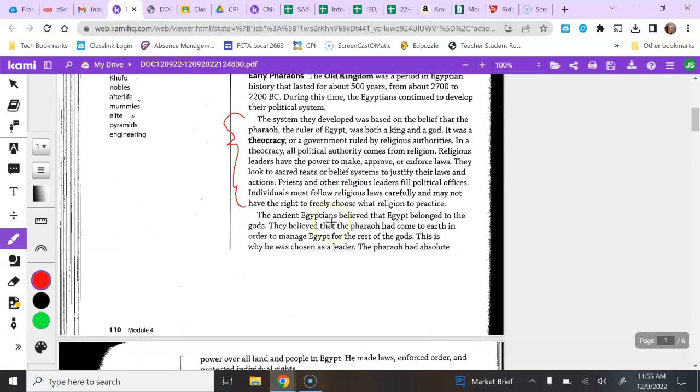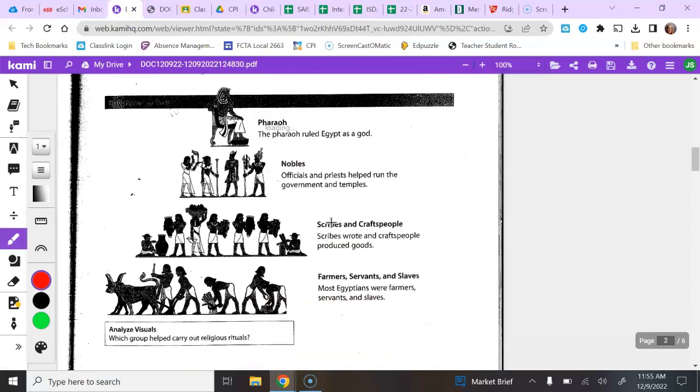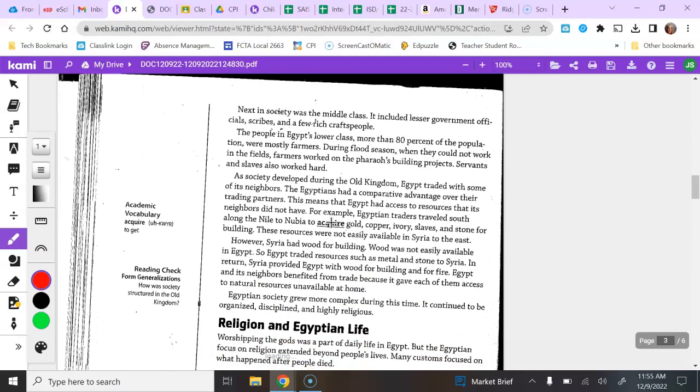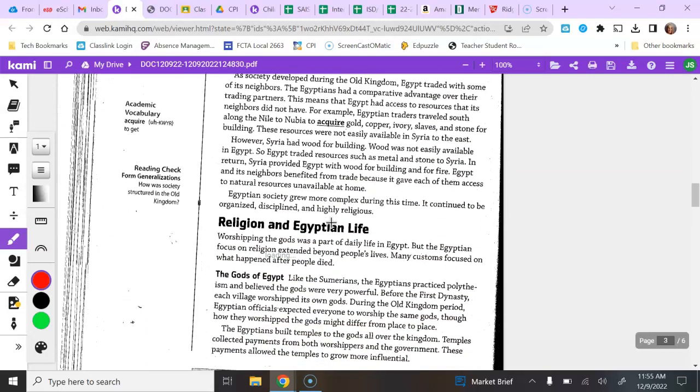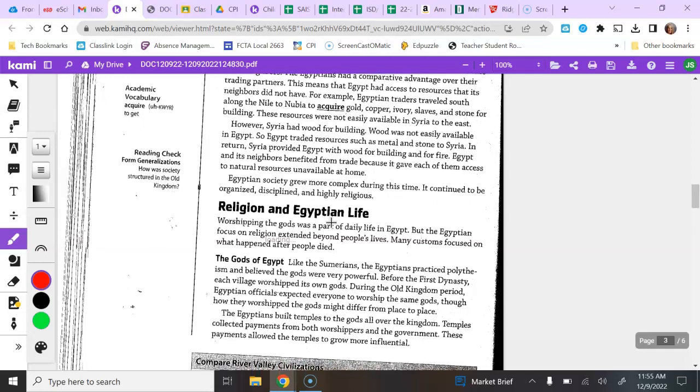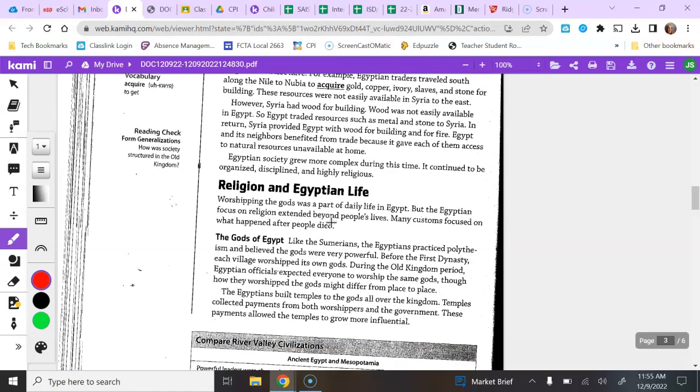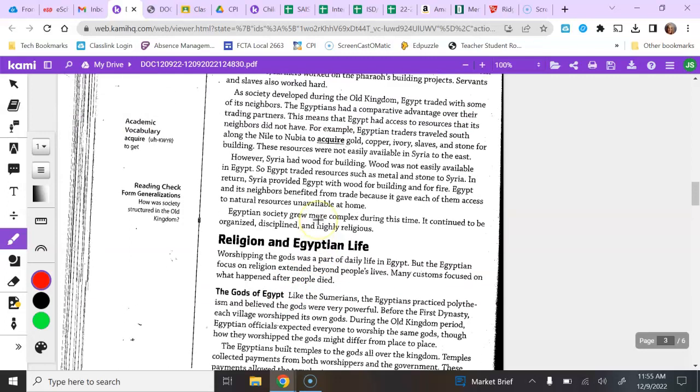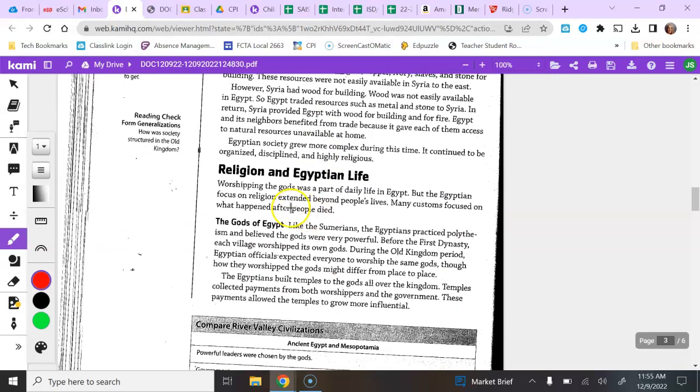So if we go to page 112, here we have down at the bottom, Religion and Egyptian Life. Let's read and see if this is where we find our answer. Worshipping the gods was a part of daily life in Egypt, but the Egyptians' focus on religion extended beyond people's lives. Many customs focused on what happened after people died.